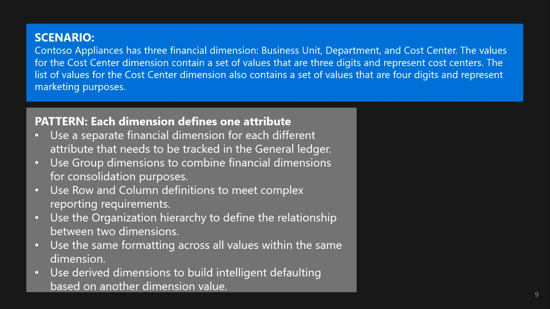And those group dimensions, if you recall correctly, if you paid attention in part 2, you can't actually post a transaction to a group dimension. It's kind of like a total account for a main account. You can also use your row and column definitions in Financial Reporter to help you meet those complex reporting requirements. So instead of trying to make your data weird, make your data make sense. And I think you'll actually find that your reporting requirements are easier to meet when you have that.